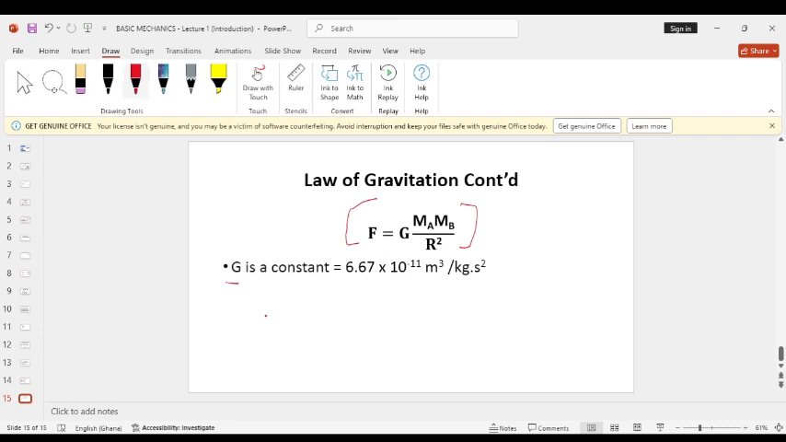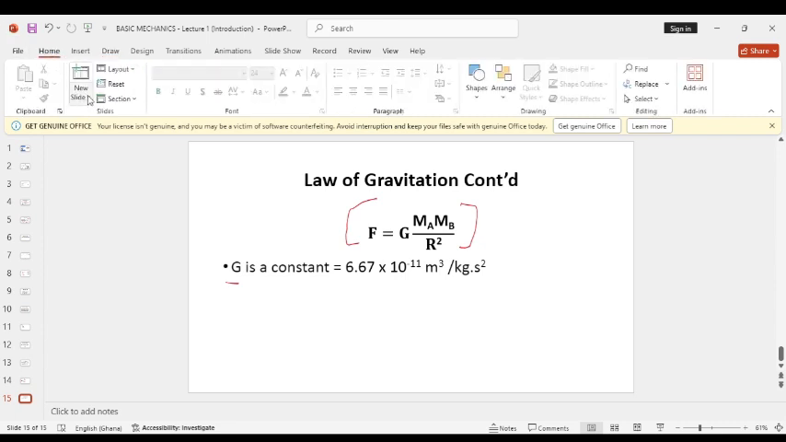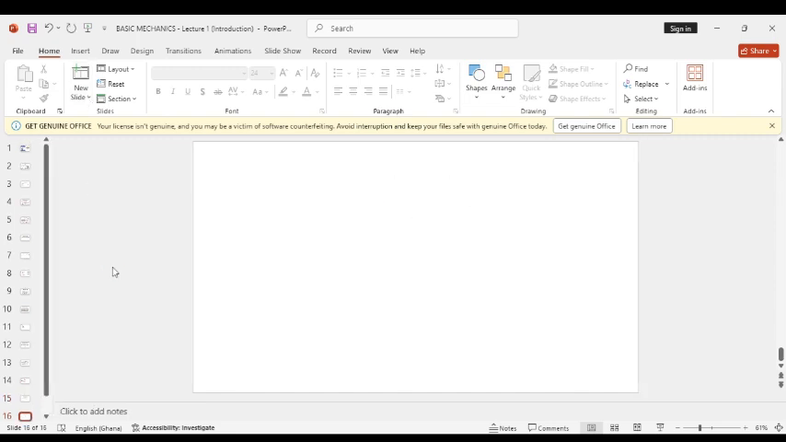One thing I would like to say is that this gravitational law was used to determine the acceleration due to gravity, which is g. How was it done? Let's look at something here. We say that the force of attraction is equal to G times MA MB over r squared.